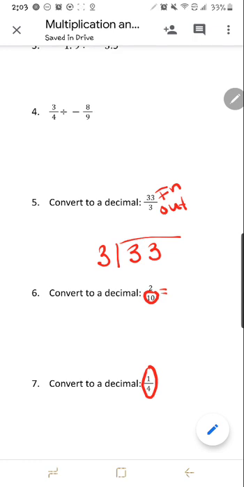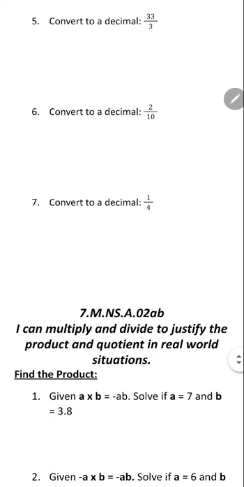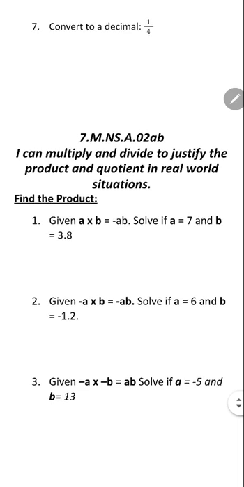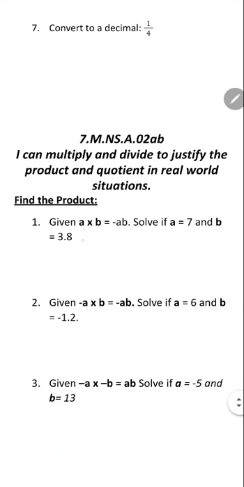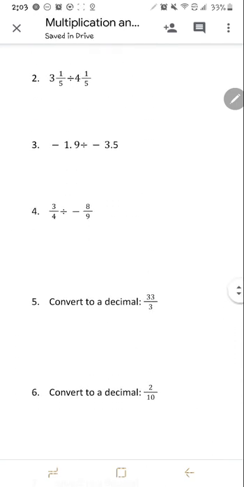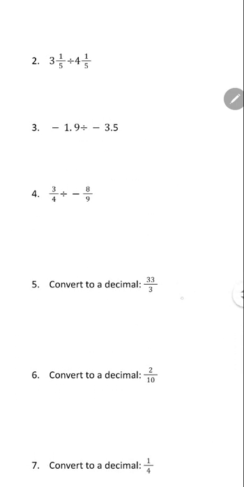Okay? I'm going to get rid of my little notes over here. And in the next video, we're going to be going over how to find the product giving letters and substitution. Okay, I hope this video is helpful for you. I'm letting you know right now, 33 over 3, you're not going to necessarily have a decimal, but you might have a whole number.